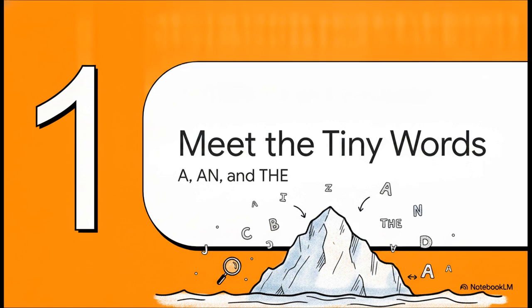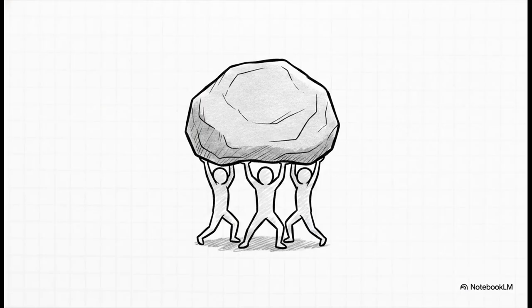All right, Section 1. Meet the tiny words. As promised, we're starting right at the very tip of the iceberg with the absolute basics. You know, despite having hundreds of thousands of words in the English language, just these three little words, a, an, and the, do an unbelievable amount of the heavy lifting.